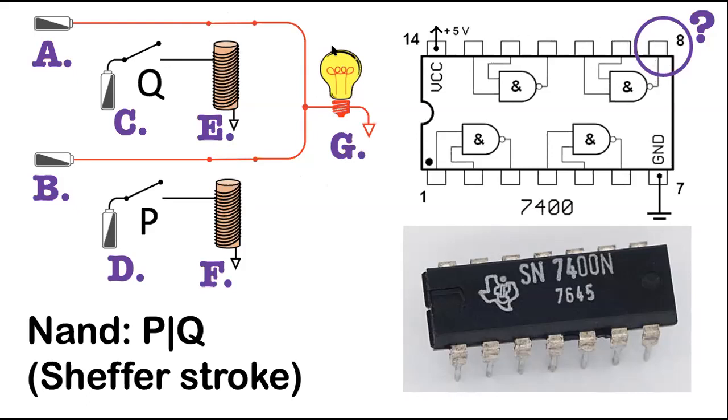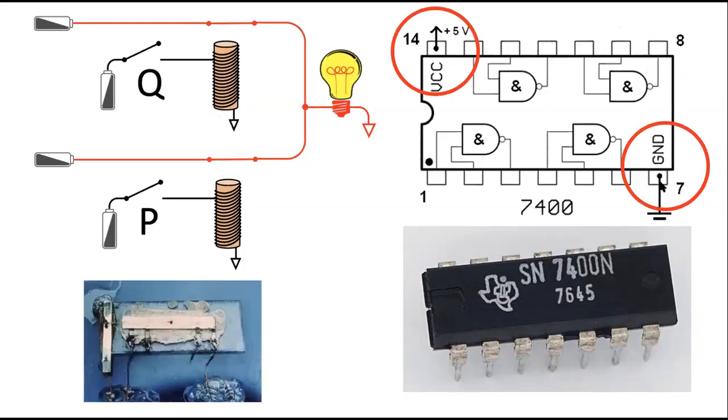So these two inputs, like this one would be P here, so that would be D. This would be my Q, so that would be C. Now you might be wondering, what do I hook up to these other ones then? What goes to 14 and 7? Well, can you figure it out?